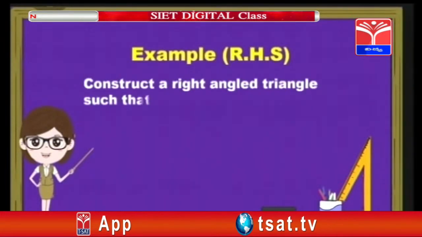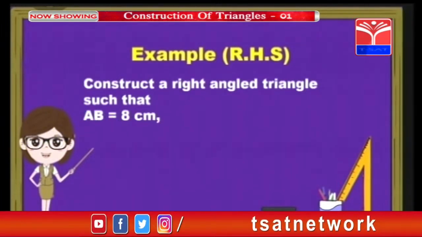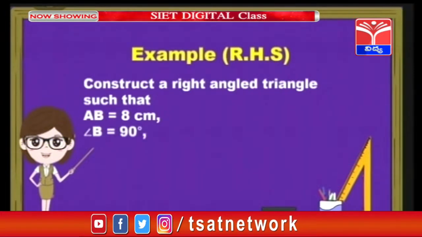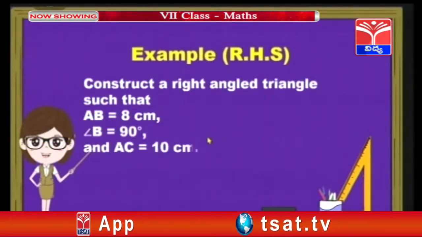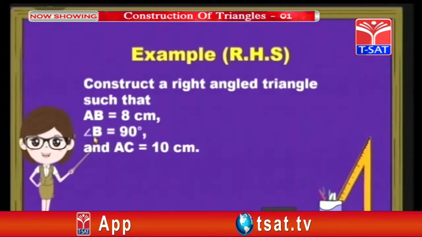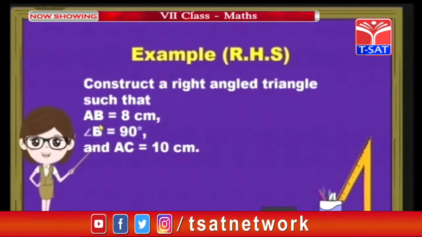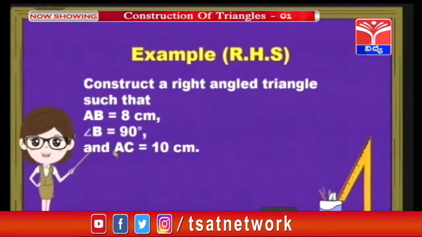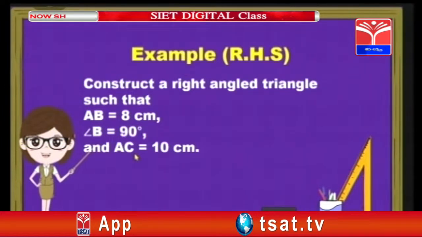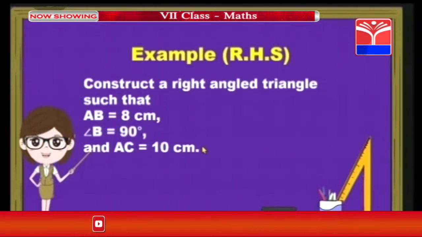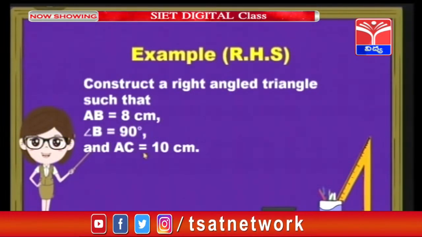Construct a right angled triangle such that AB is 8 centimeters, angle B is equal to 90 degrees. Next, AC is 10 centimeters. Here angle B is 90 degrees, so compulsory base should be AB or BC. Since BC measurement is not given, we have to take AB as base and AC will become hypotenuse here. So we know hypotenuse, adjacent side and angle. So in this case, how to construct a triangle?